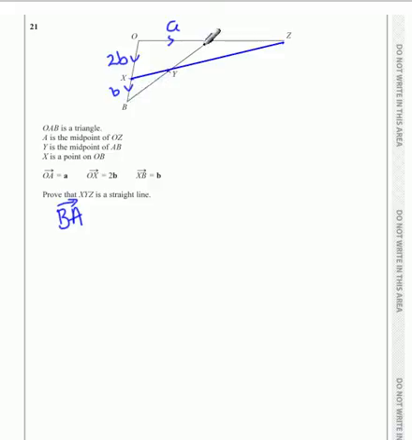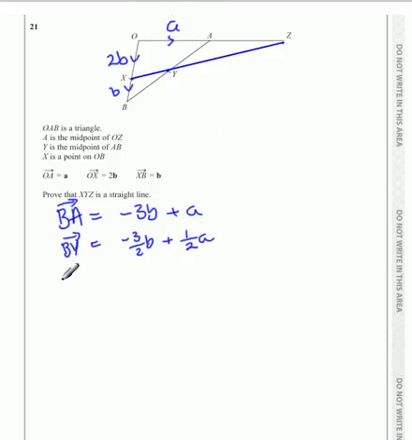So to get from B to A, we have to go back along the vectors we have here, and then along that vector there. So that's going to be minus the b here, minus the 2b there, and then along a. So that is minus 3b plus a. Reason we've got that is then we can look at the vector from B to Y, which is going to be half of this. So it's going to be minus 3 over 2 b plus a half a.